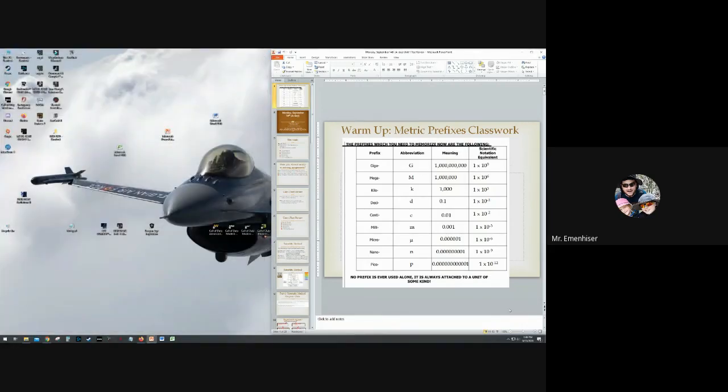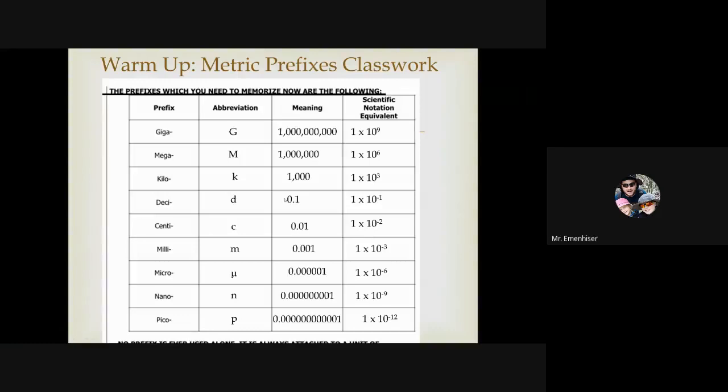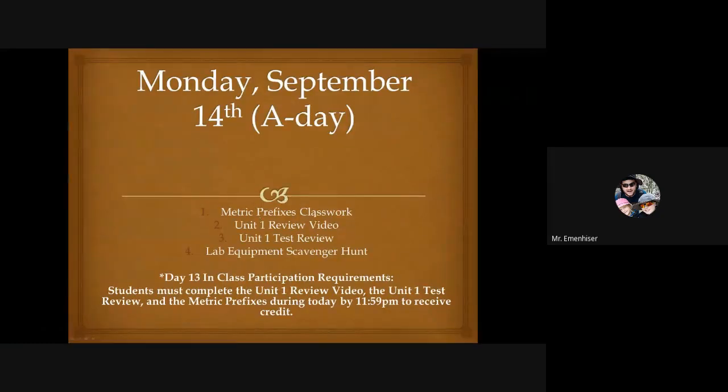All right, and then we will do our test review. Okay, so metric prefixes classwork was what we just were looking at. We're going to watch this video, Unit 1 review video, and then you students will complete the Unit 1 test review. And then we'll be doing this later. So if you can get the Unit 1 test review done, that'd be good. I'm looking at doing a lab equipment scavenger hunt pretty soon. So the requirements for day 13, which is today, for A day, it'll be Monday, September 14th. B day, it'll be Tuesday, September 15th.